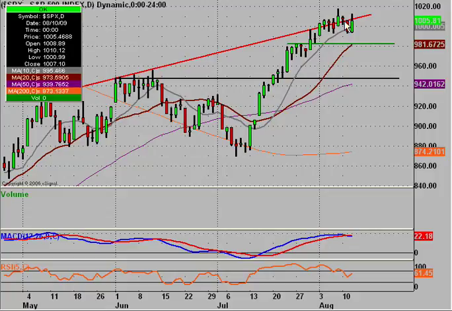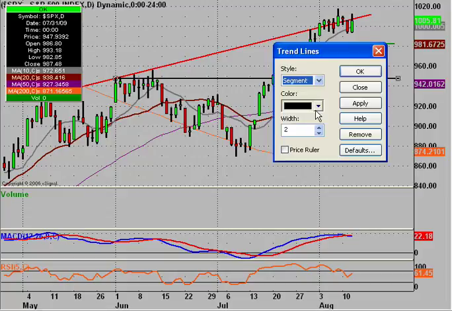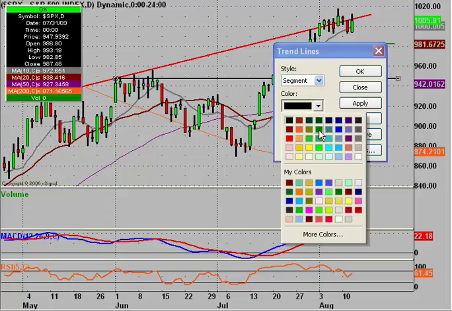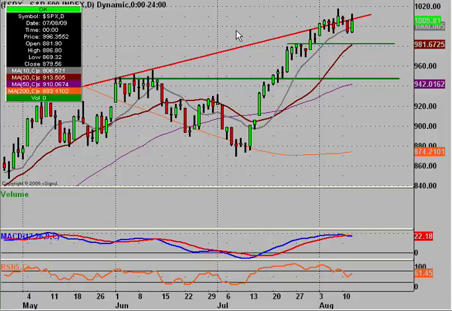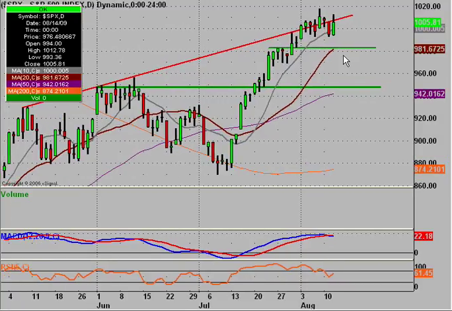So we have 980 up here as kind of the ideal area, but if that one doesn't hold, then we have 950, and I'm going to make this one a little bit thicker to kind of represent that it carries more importance with me in terms of what I'd want to see hold.